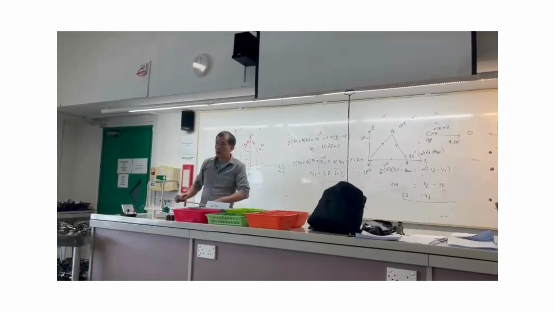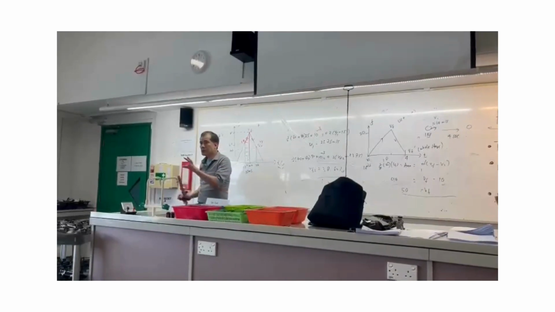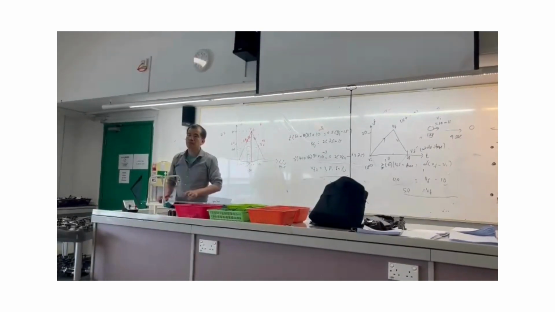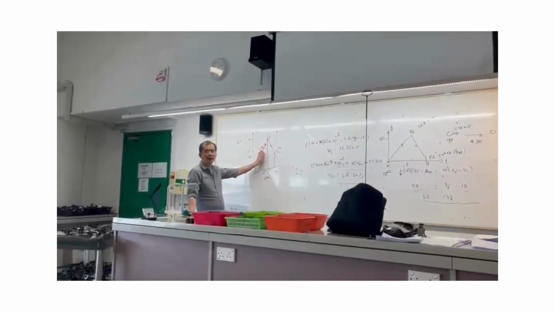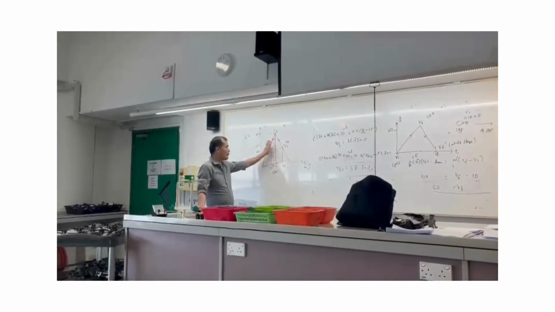Okay. Impulse is equal to change in momentum. So I've got the area under the graph equals change in momentum. So I take this first part, the area under the graph.